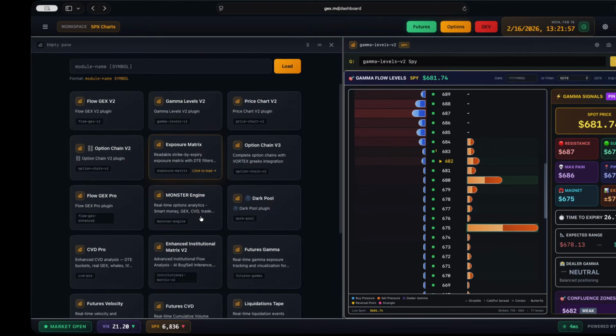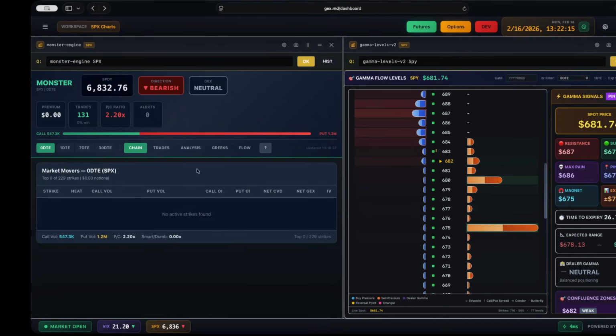So let's go to see this guy right here. Ocean Chain B3, do not use these features. It's not done yet. Don't use this. The Monster Engine only works when the market is live. This does not work when the market is closed. Why? Because they're reading only live data. They do not read post-market, pre-market, after-market. No, they read only when the market is open.